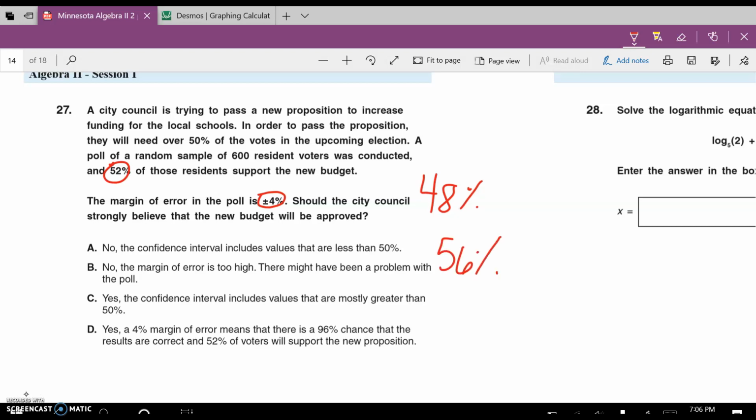Okay, so it has to be over 50% of the votes in order to pass, right? Since there's a chance that it won't be over 50%, then we have to believe that it might not happen. Okay, so the answer is going to be answer choice A, because it includes values that are less than 50%. Okay.